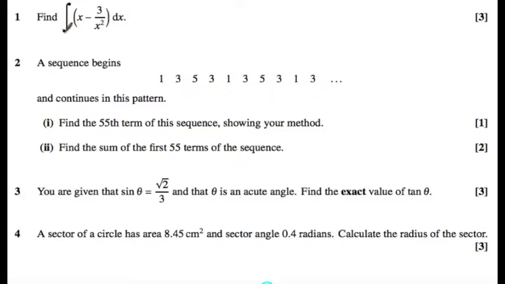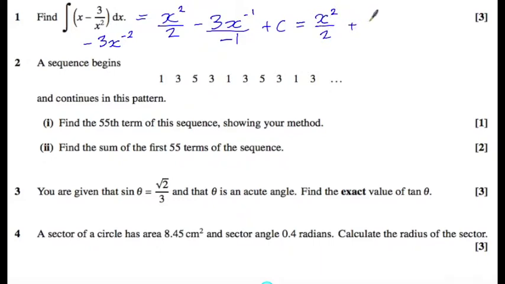So the first one, which is usually the case for a C2 paper, they'll either start off with a basic integration or differentiation question. So here we've just got to do an indefinite integral. So x is going to become x squared over 2, and this minus 3 over x squared we're going to have to write as minus 3 to the power of x minus 2, because we need it as a power of x. So it's going to become minus 3 x to the minus 1 over minus 1, and then don't forget your plus c. As you tidy that up a bit, we've got x squared over 2 plus 3x to the minus 1, which you could write as 3 over x if you want, plus c.